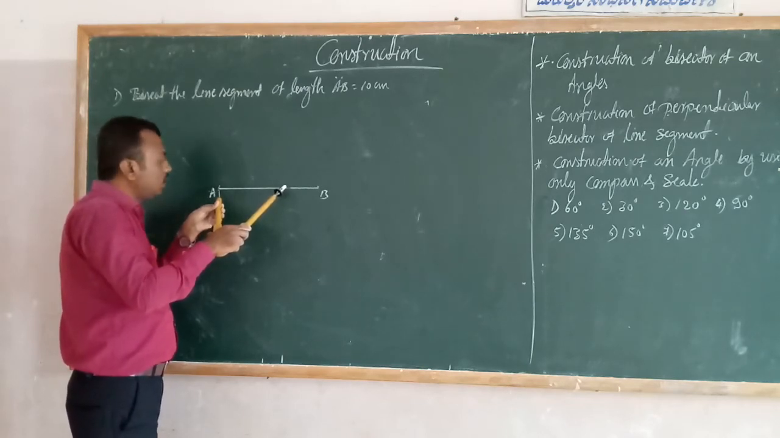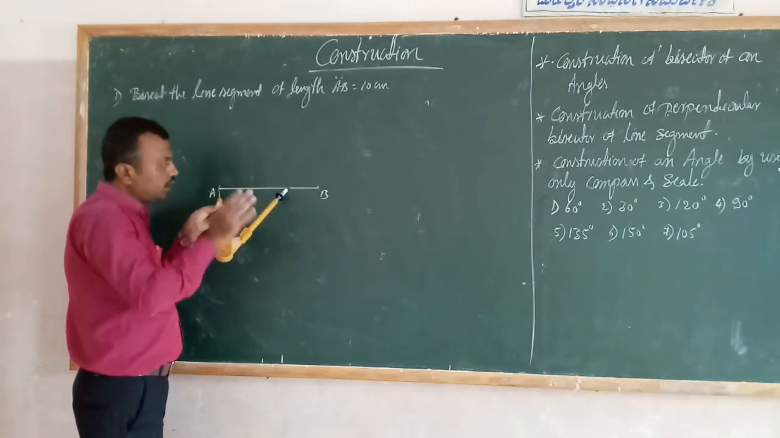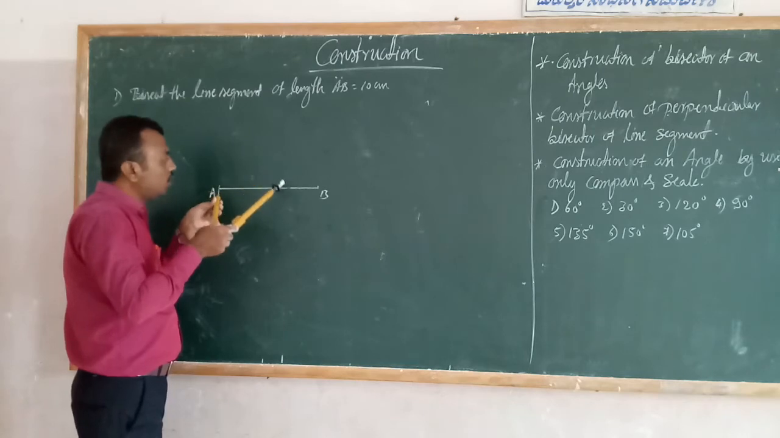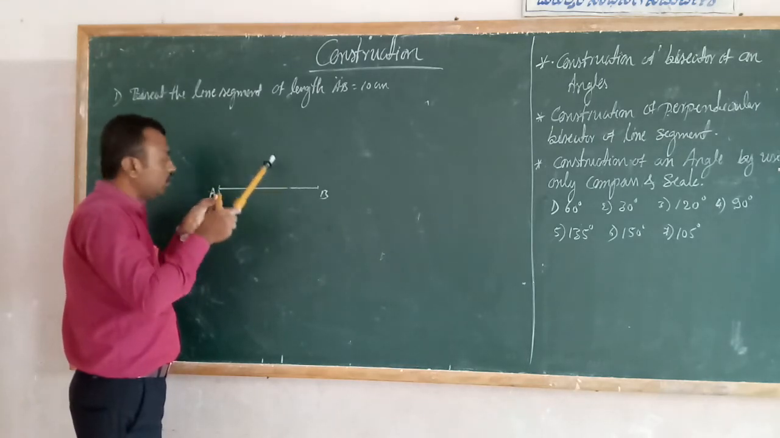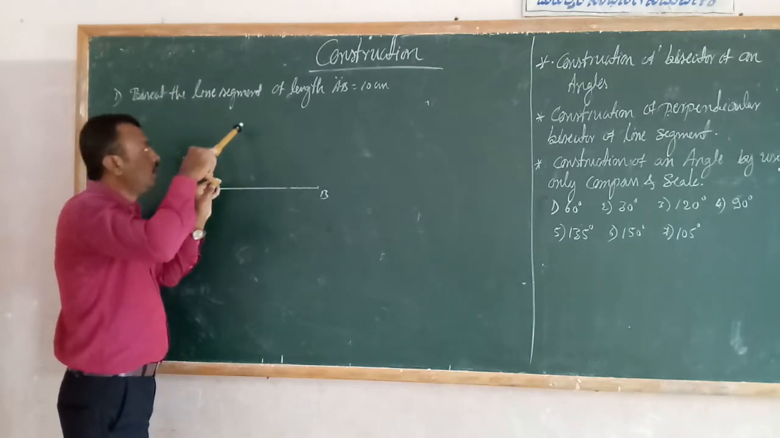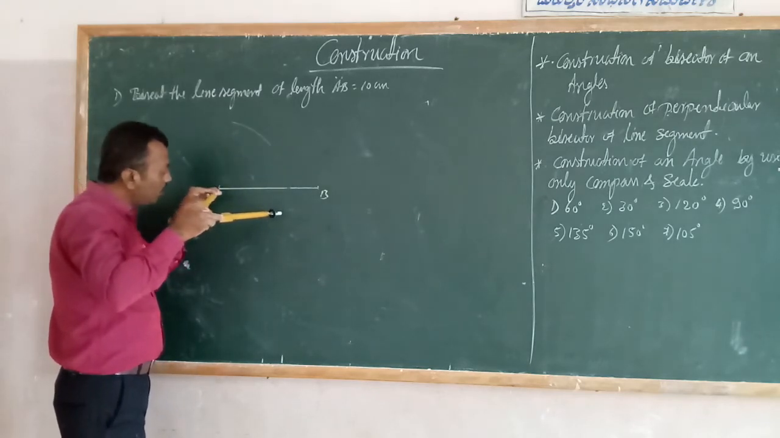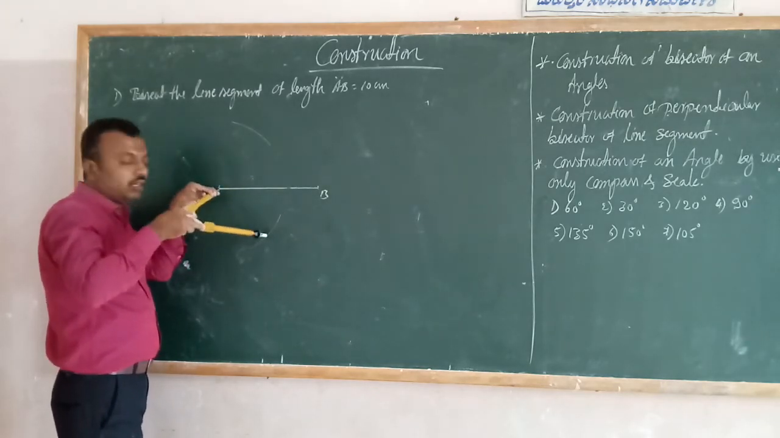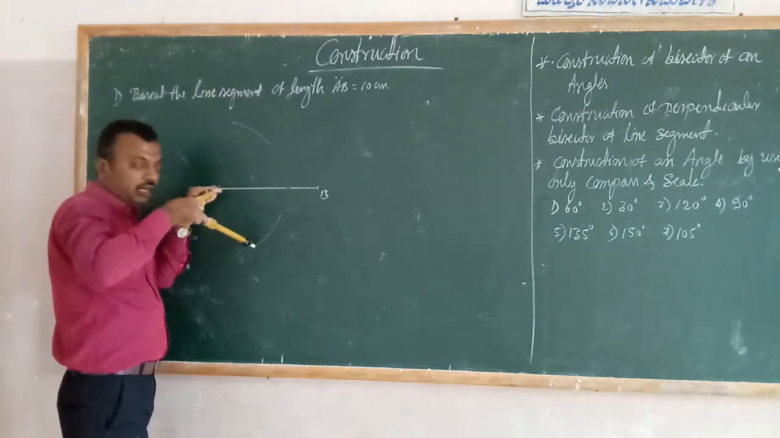So see, AB length, more than half means you should take three-fourths. More than half. So I will take this length of the arc and keep it on the point A and cut one arc above and one arc below the line segment.